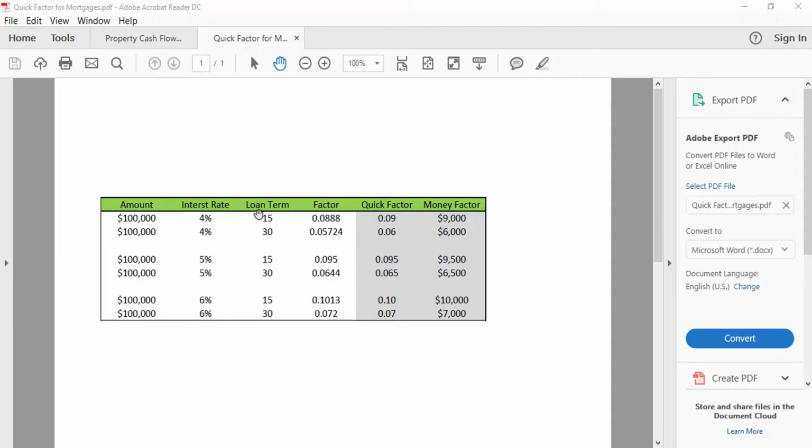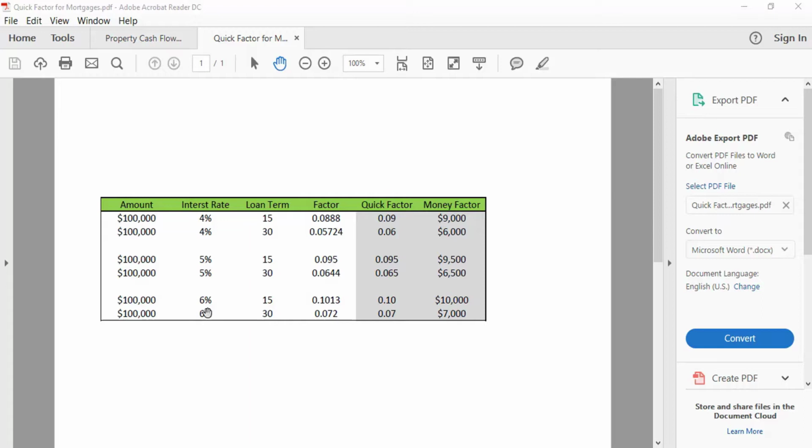So anytime you're taking out a 30-year loan at 4%, you can just multiply whatever your expected mortgage amount is by 0.06 to get a rough estimate of how much the mortgage payment will be per year, combined principal and interest. And then we've got the same thing down here, 5%, 6%. So the factors go up a little bit because your interest rate's going up. So it gets up to 9.5%, and then 10%, 7%, 6.5%. So it kind of goes up incrementally a little bit depending on how the interest rate goes up.